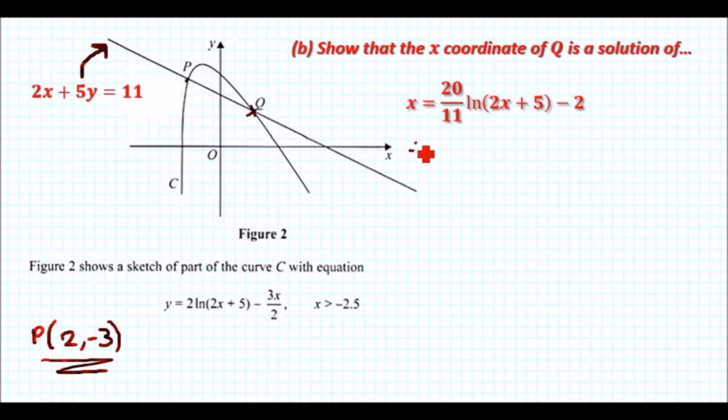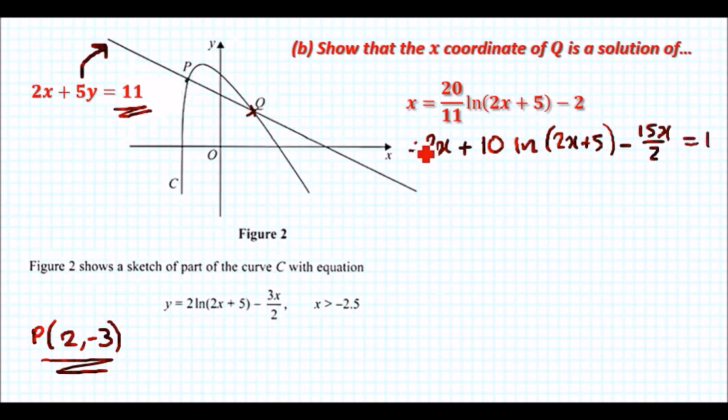We can say therefore 2x plus 5 multiplied by all of this would equal 11. So let's just simplify that all out. So we get 2x plus, now multiplying this by 5, what do we get? We're going to get 10 log bracket 2x plus 5 minus 15x over 2, and all of this equals the right hand side, which is 11.